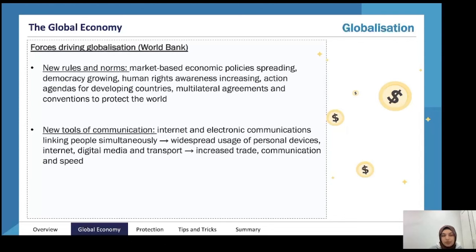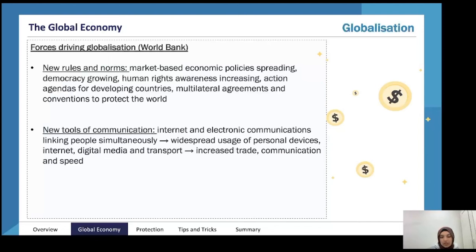New rules and norms. So market-based economic policies are spreading now. Democracy is growing. There's a lot of human rights awareness as well, action agendas for developing countries, and a lot of multilateral agreements worldwide, which is basically the things that we didn't see before globalization, we can now see because we've now got more integration and countries are more linked together than they ever were before.